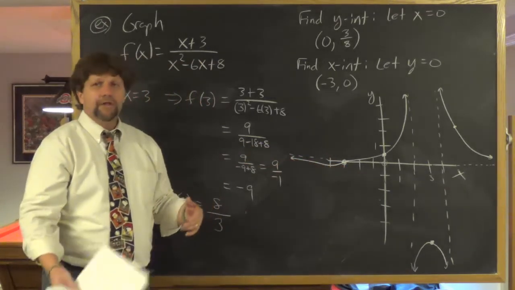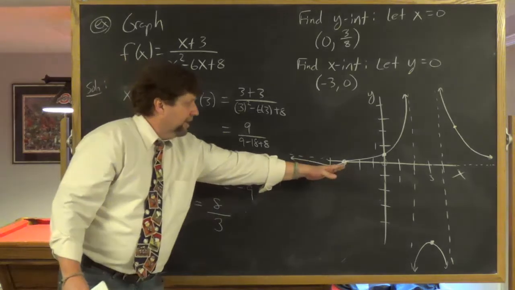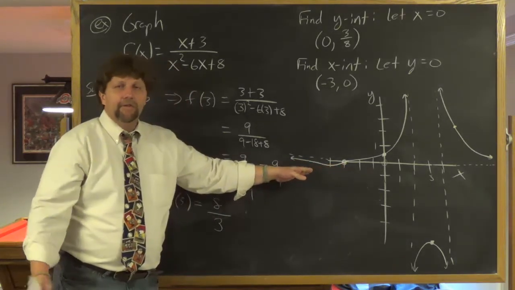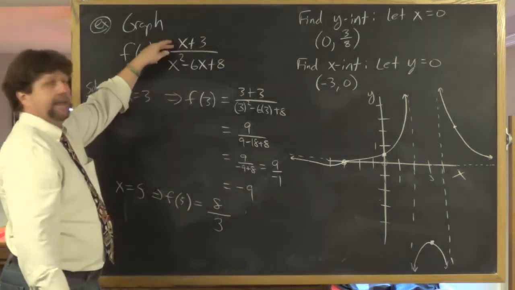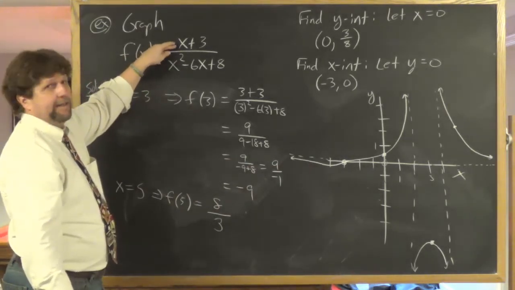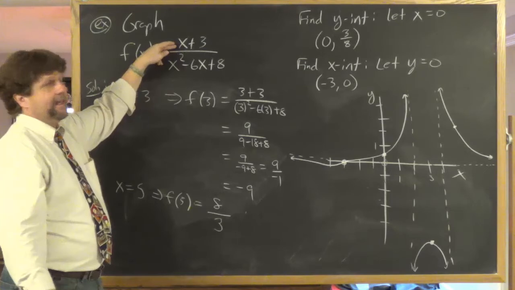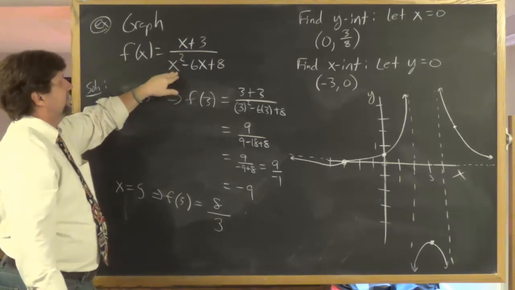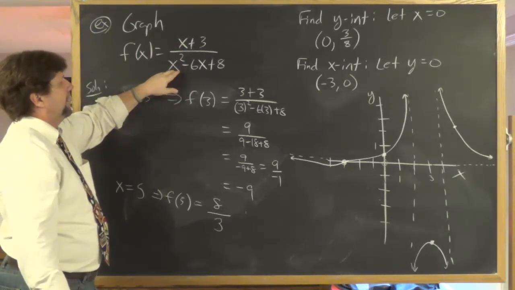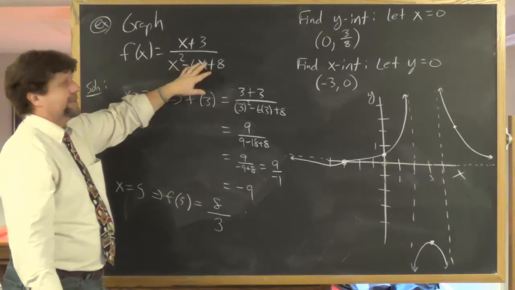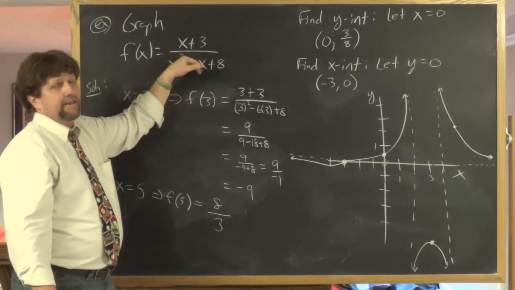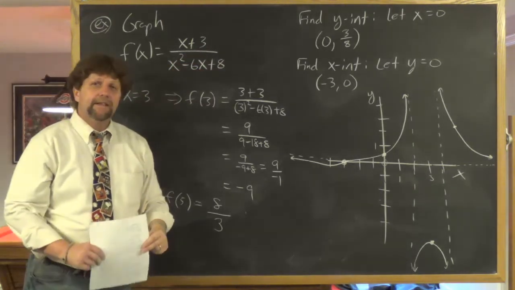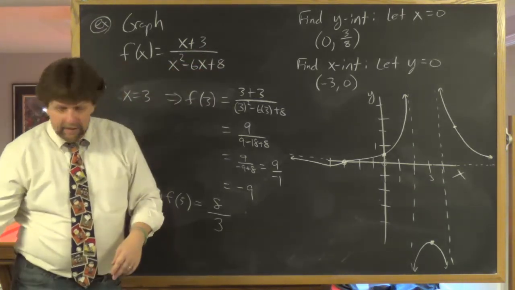And if you wanted to, you could check that real quick. Take a number to the left of -3, say -10. Put -10 in for x. The numerator becomes -7. The denominator would be 100 plus 60 plus 8, that's 168. -7 over 168, yeah, that's a negative number.